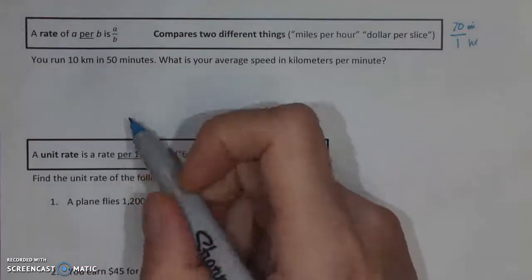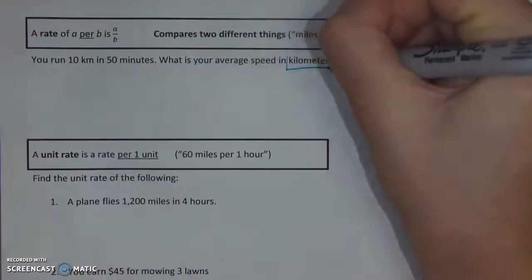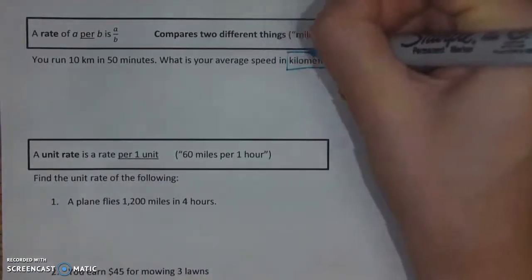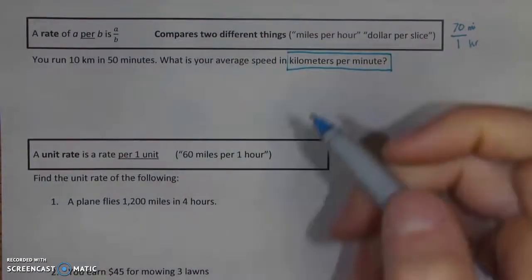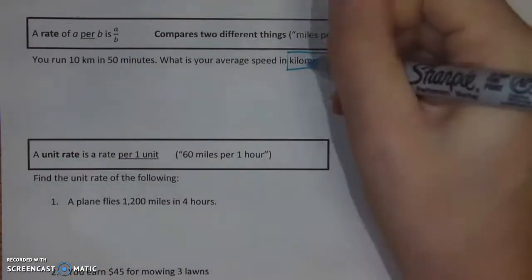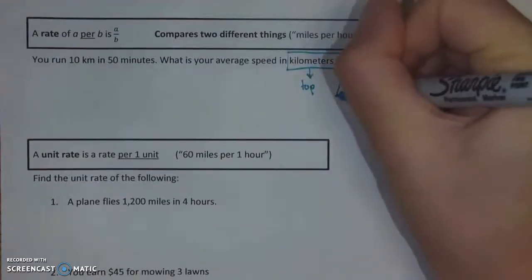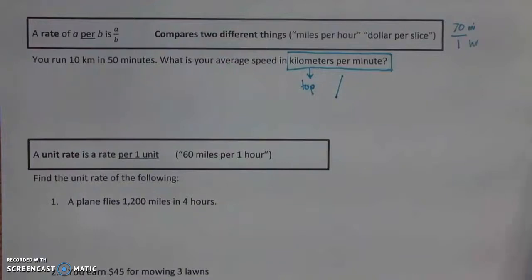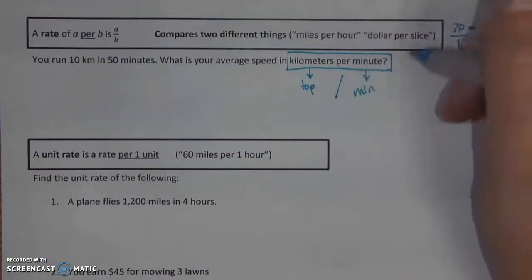So here's what we're going to have to start with. If I want something as a rate, the unit is going to determine how my fraction will look. So if I want kilometers per minute, what it's saying is kilometers will be on the top, per is going to be that division sign, and minutes will be on the bottom.